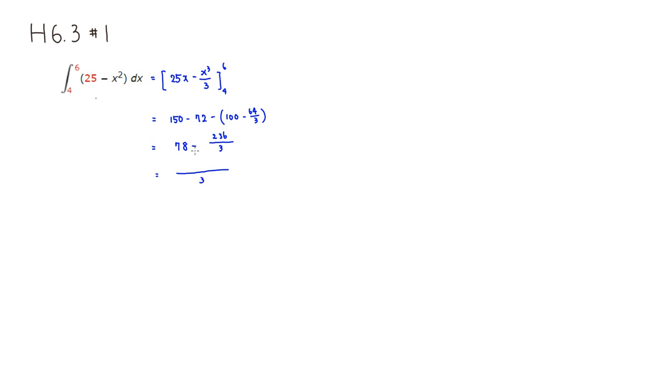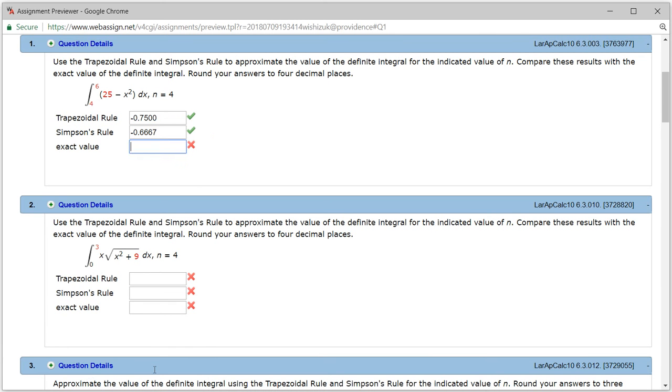Then with 3 as a common denominator, 78 is 3 times 78, which is 234. So 234 minus 236 gives negative 2/3. Round your answers to 4 decimal places. I'm not sure if we should round this, but it's -0.6667. It's the same thing.